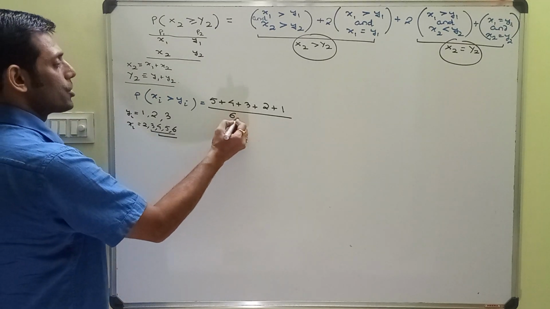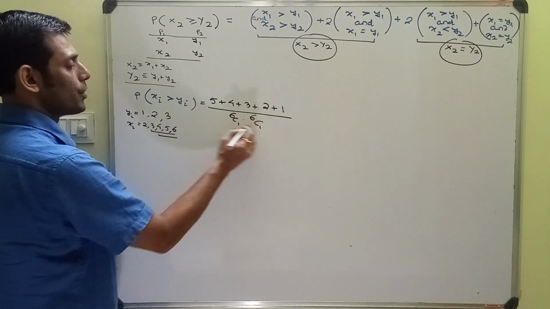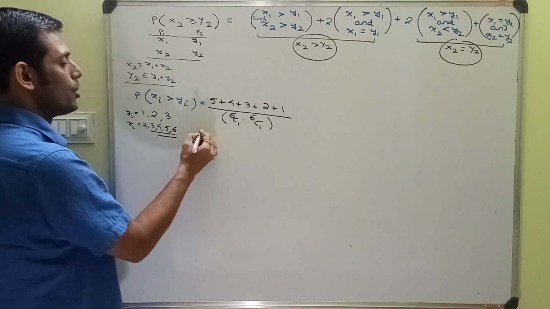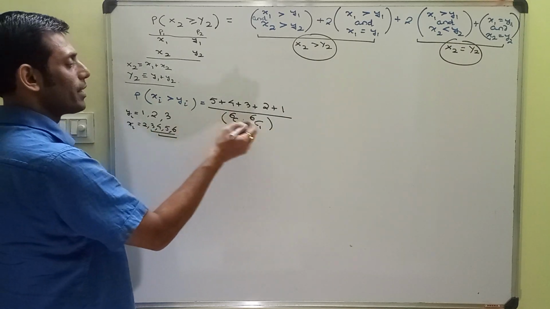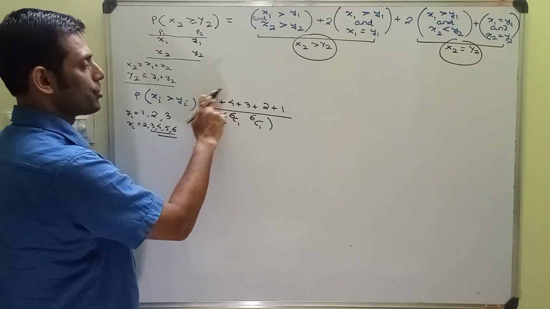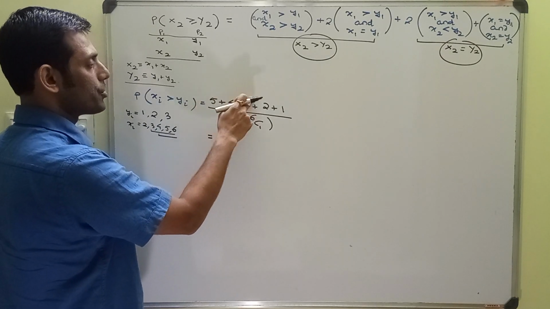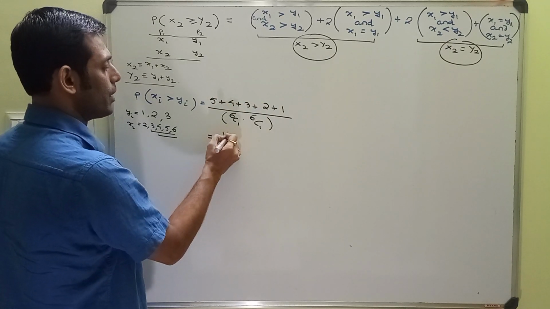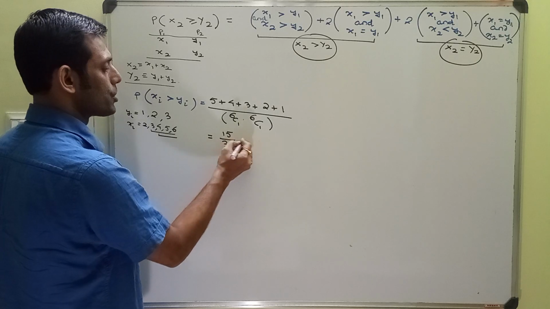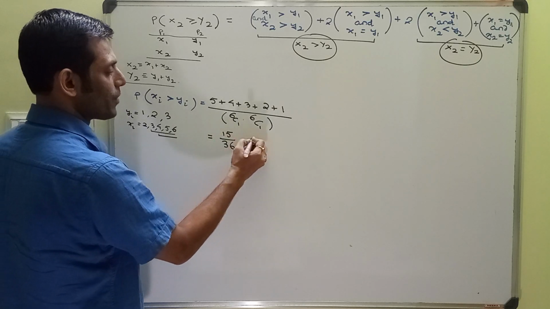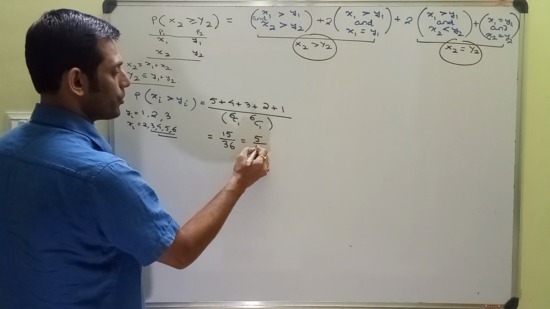upon 6C1 times 6C1, in effect 36. So this is the probability of Xi greater than Yi, and that is equal to how much? 5 plus 4 is 9, plus 3 is 12, plus 2 is 14, plus 1 is 15. 15 by 36. In effect, this is how much? 5 over 12.